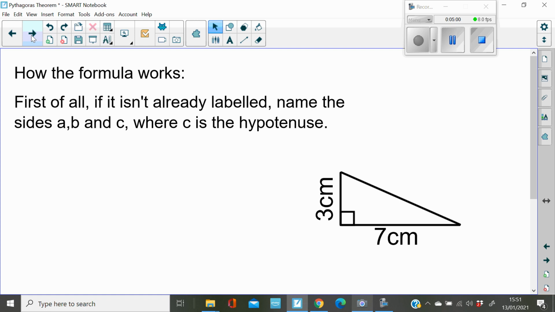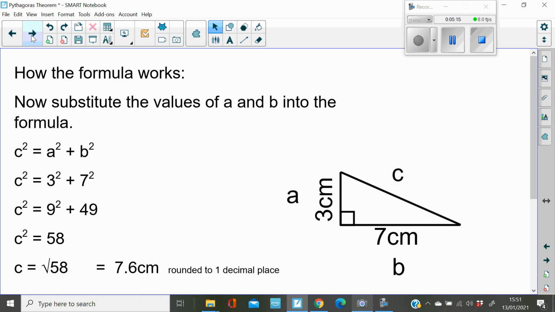So how do we actually use the Pythagorean theorem, the formula? C squared equals A squared plus B squared. Well, first of all, you have to label up the sides A, B, and C. C is the hypotenuse, it is across from the right angle. So as you can see here, I've labelled up this side C. The other two, A and B, it doesn't really matter which way around they go.